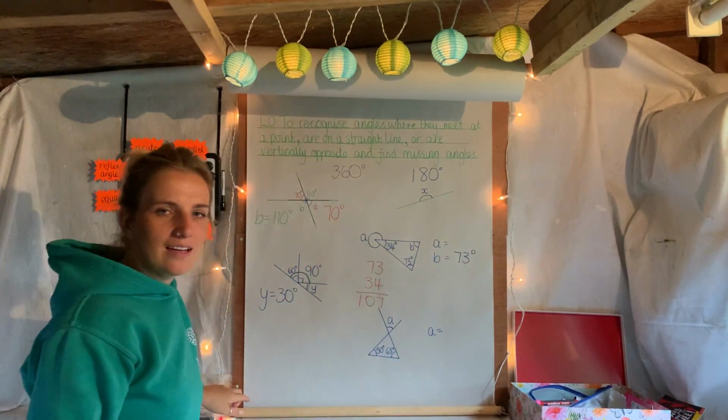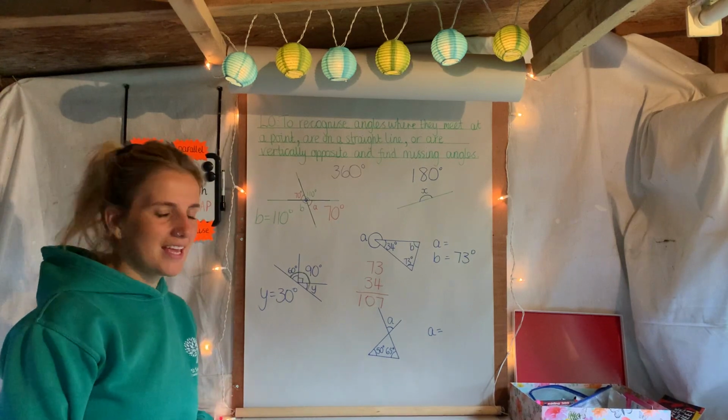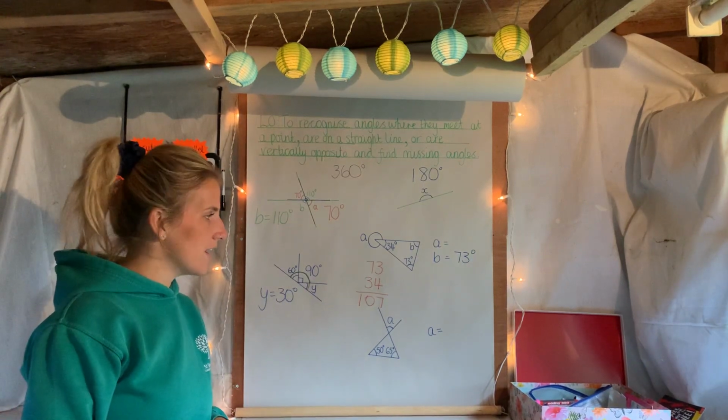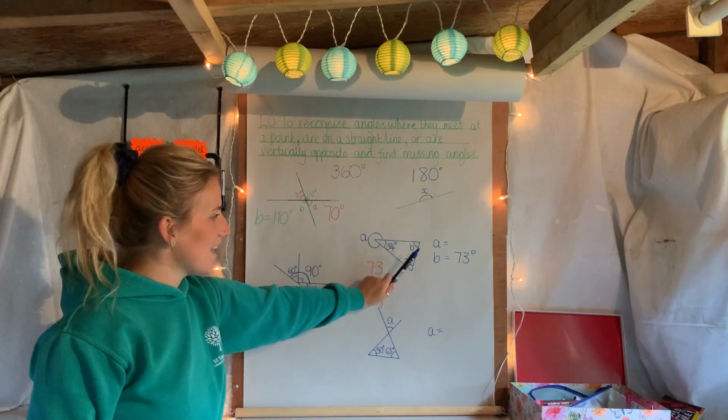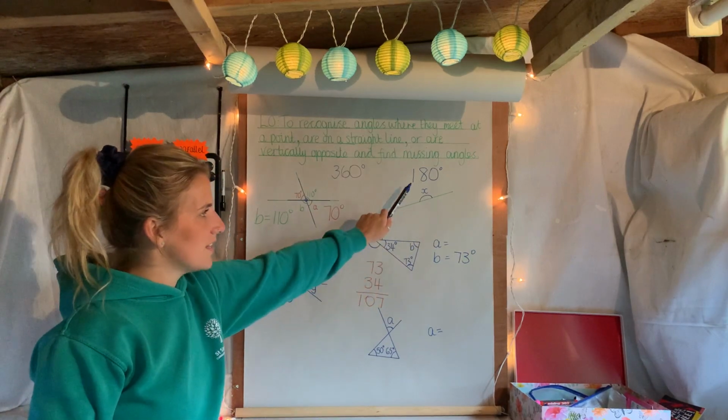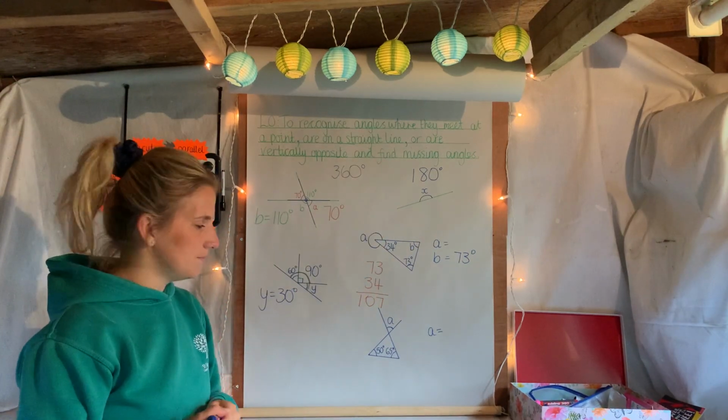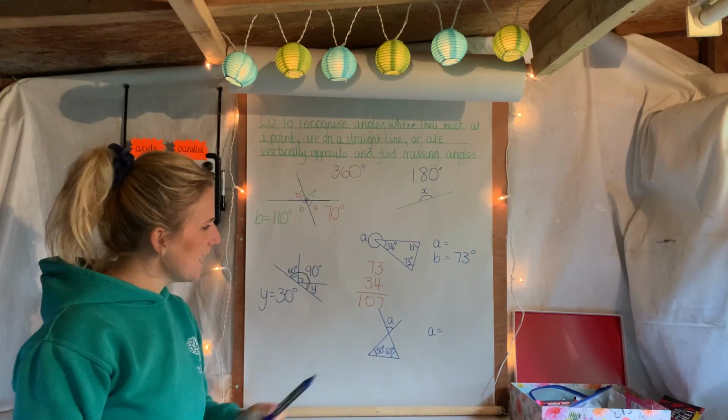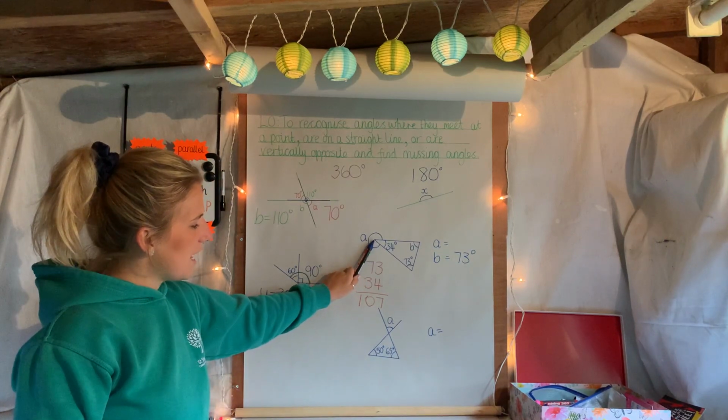How can we check that? How can we check that angle B is 73? Yes, simply add that and that and that, and it should equal 180. Okay, but now I've got this that I've got to do.